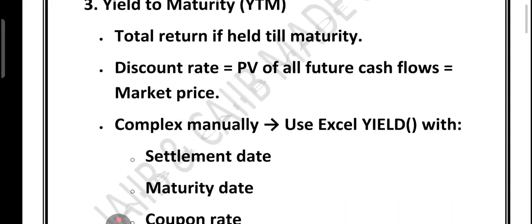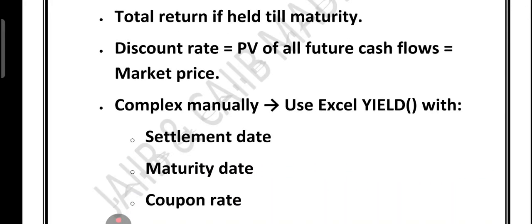And if we talk about the discount rate, what is the meaning of discount rate? See, we have the future cash flows. We find the present value of all those future cash flows. So that is basically what we are doing.